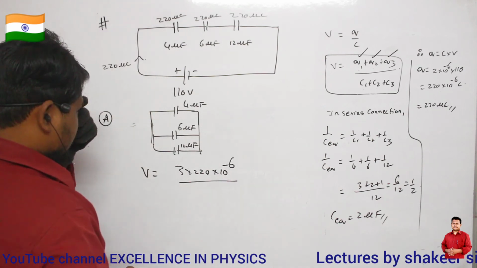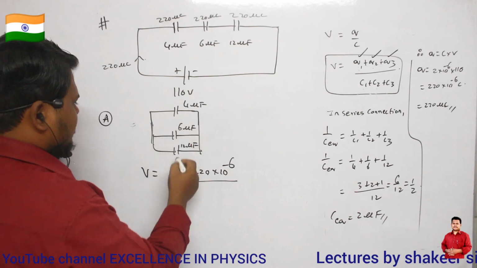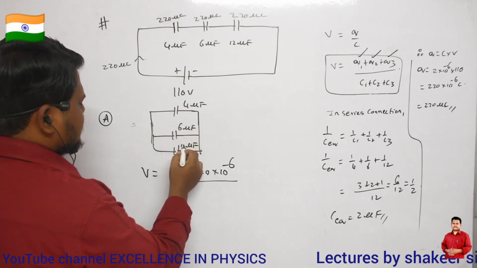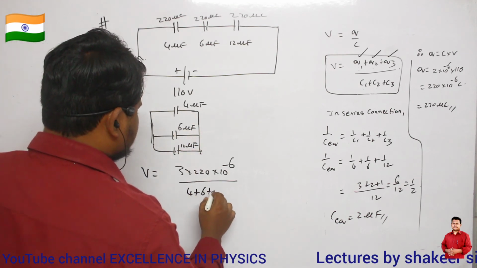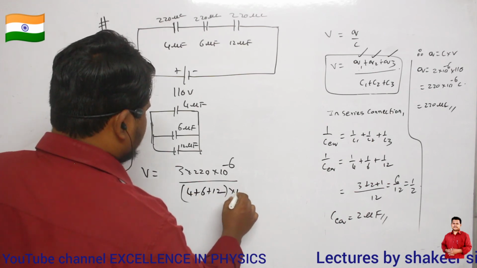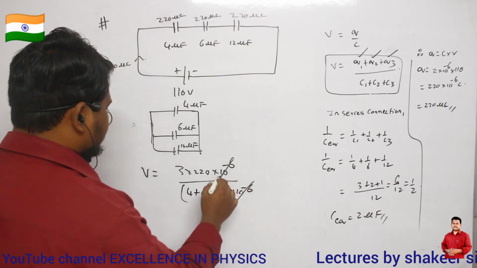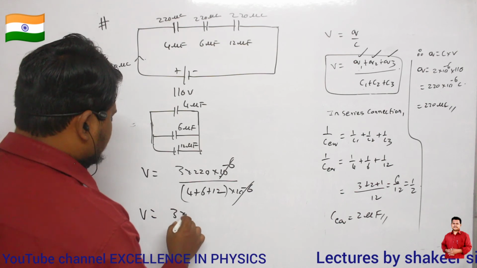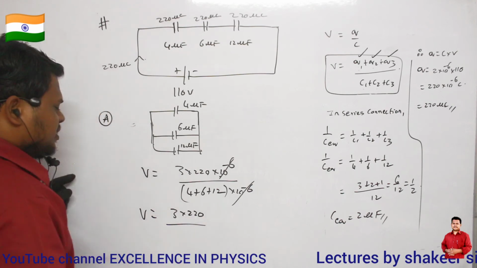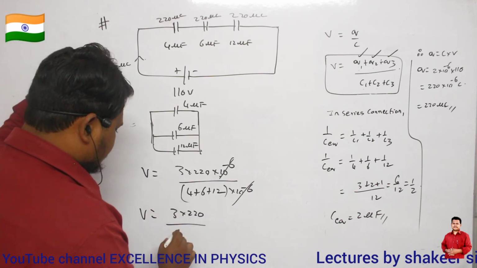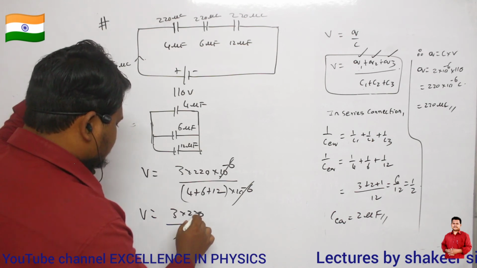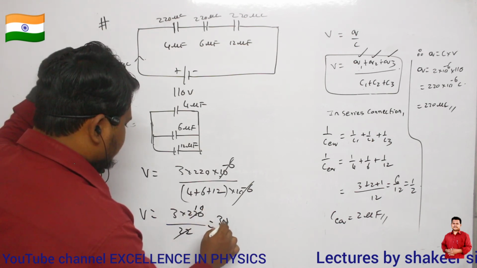the total equivalent capacitance. How much is it? Now they are connected in parallel, so 4 plus 6 plus 12, into 10 power minus 6. So 10 power minus 6 cancels with 10 power minus 6. So 3 into 220 divided by, how much is this? 22 tens, so 30 volts.